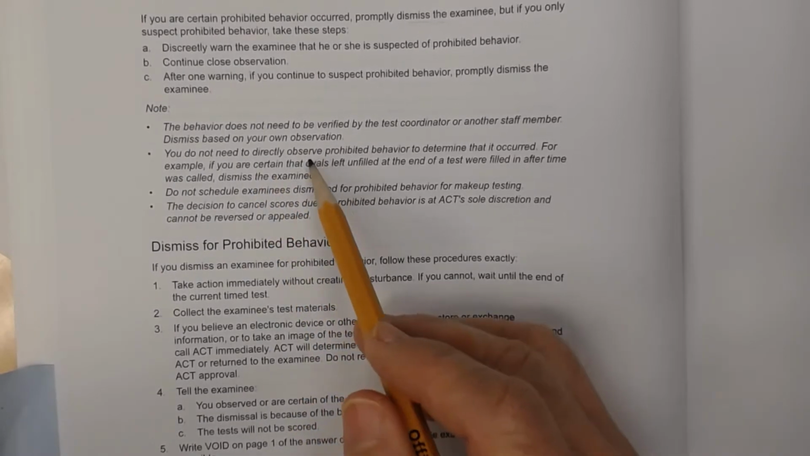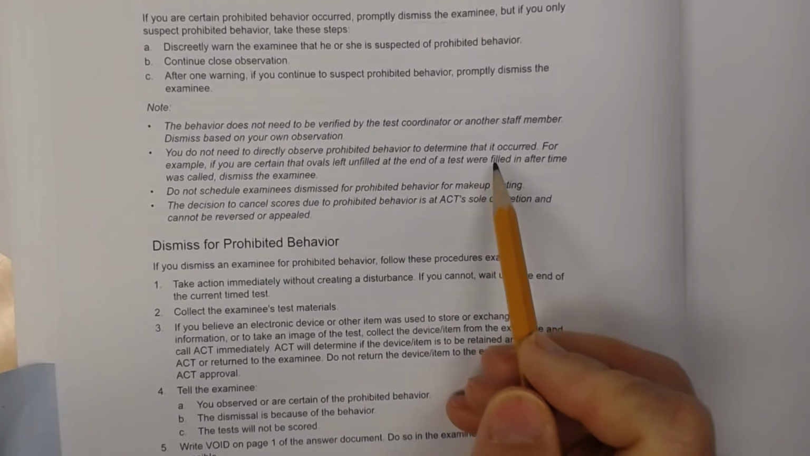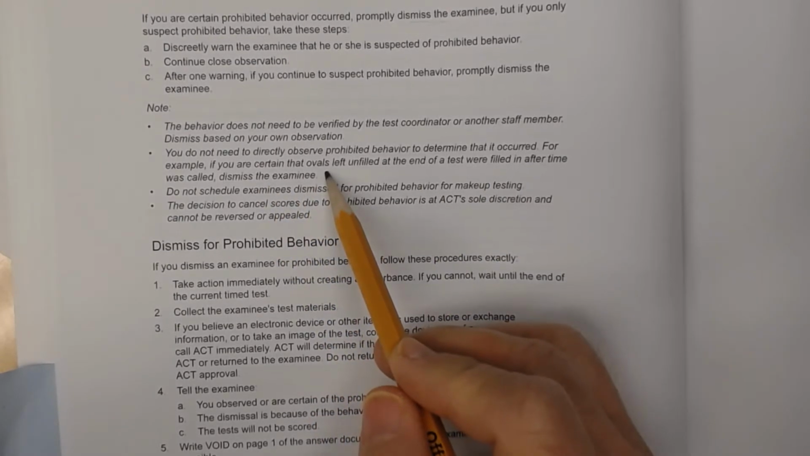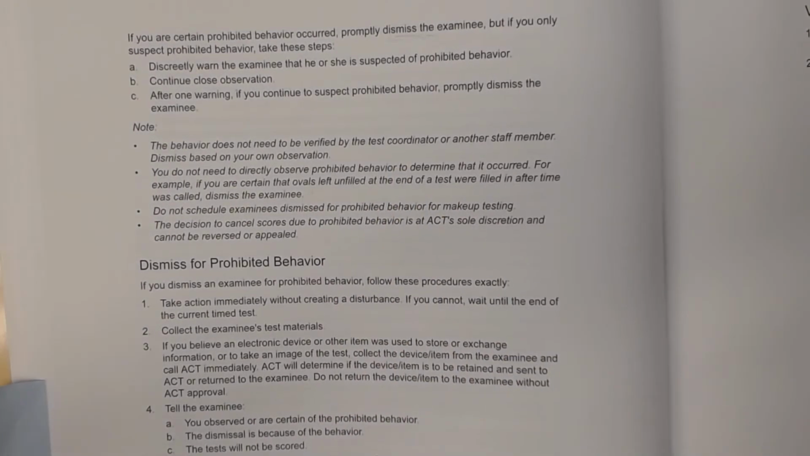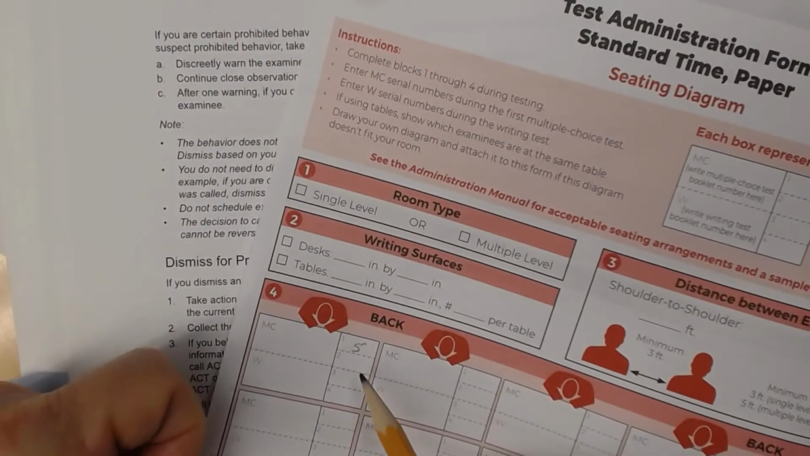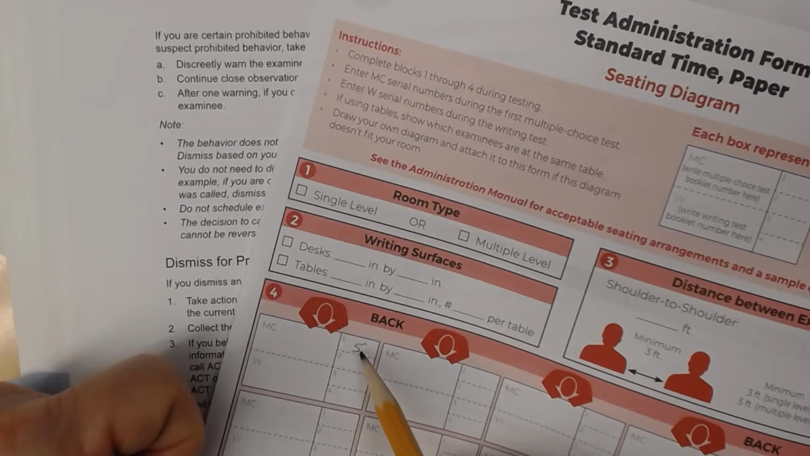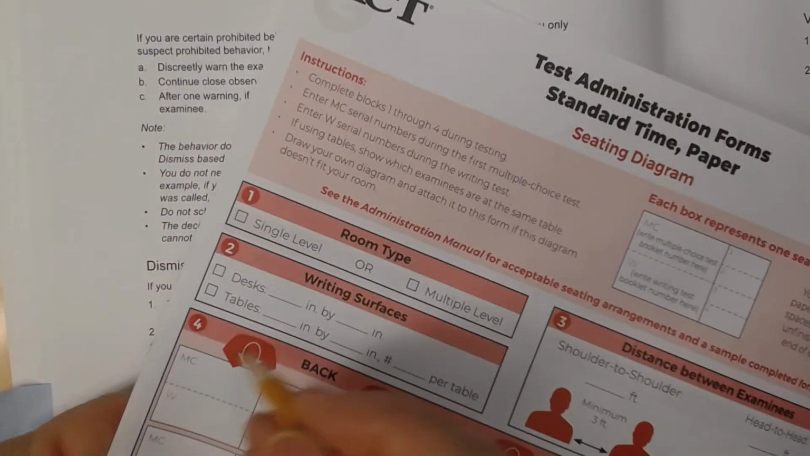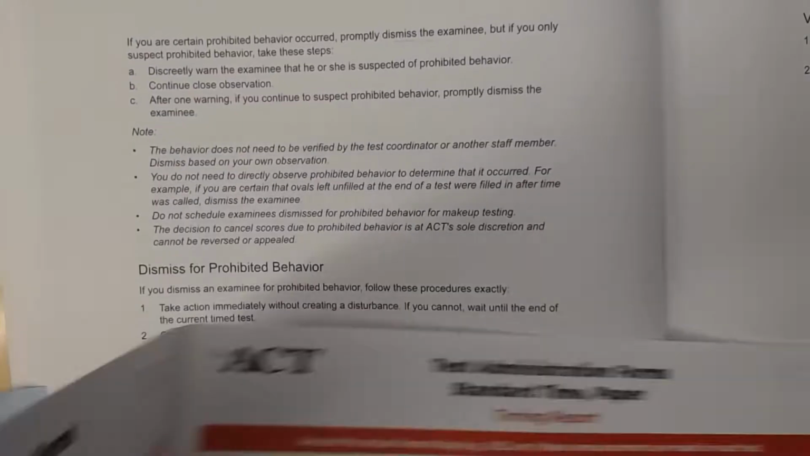You do not need to directly observe prohibited behavior to determine that it occurred. For example, if you are certain that ovals left unfilled at the end of a test were filled in after time has been called, dismiss the examinee. That was the reason for this right here that we talked about. So if you notice that all these 5 have been filled in, then dismiss the examinee. You do not have to see them actually filling it in.